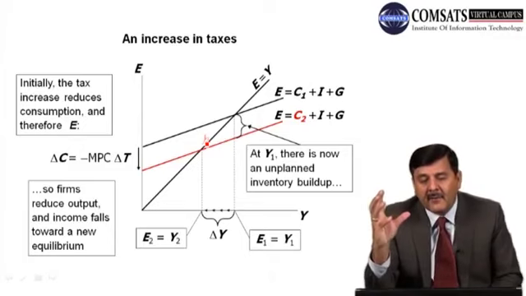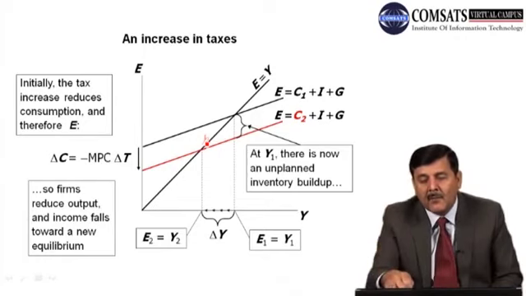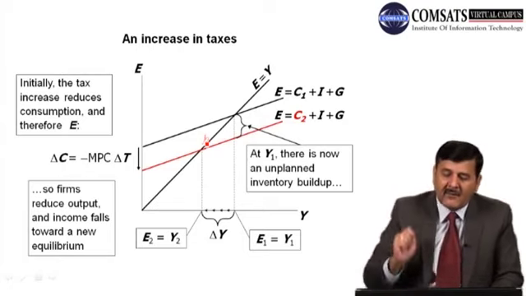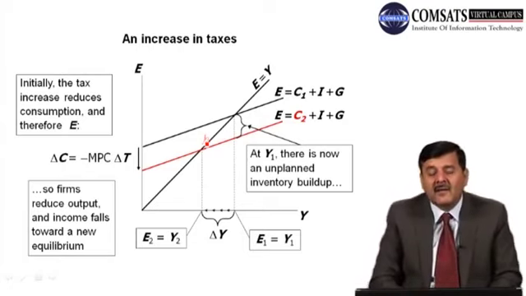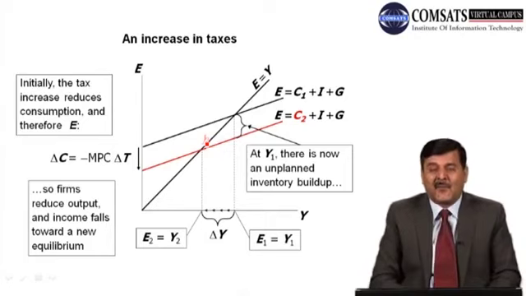Now suppose taxes go up. जब taxes में इजाफा होगा तो consumption में कमी होगी. जब consumption में कमी होगी तो overall planned expenditure E में कमी होगी and the curve will shift downward. Now what is happening when the curve shifts downward? So there is now an unplanned inventory build up at Y1. When this happens, firms will reduce output, and income falls towards the new equilibrium from Y1 to Y2. Now this change in consumption due to change in taxes is known as the tax multiplier.